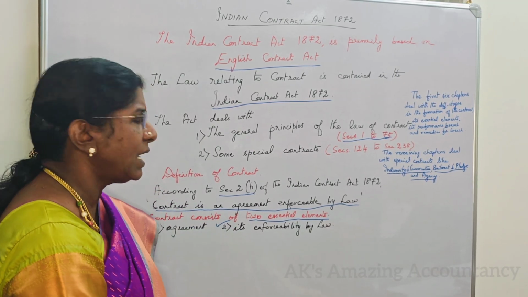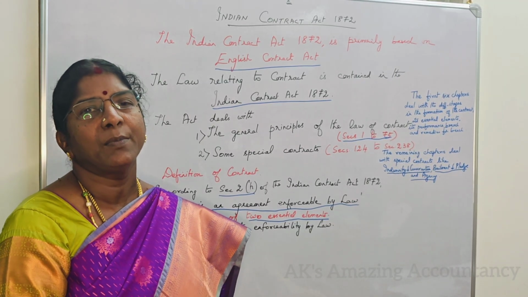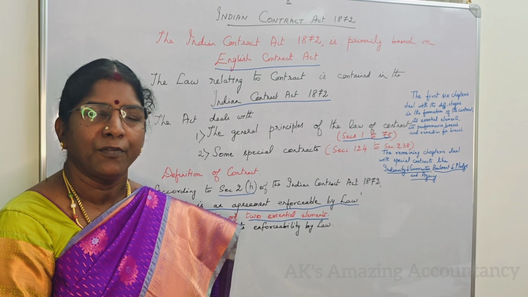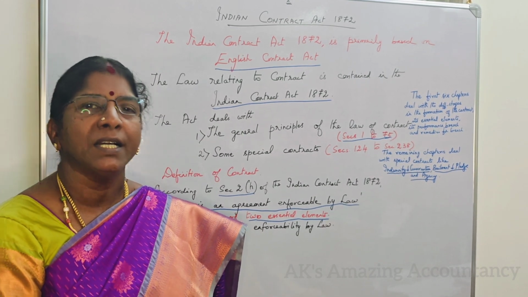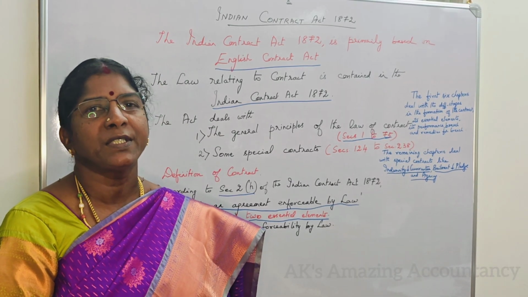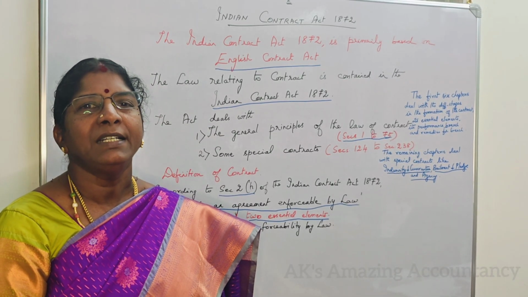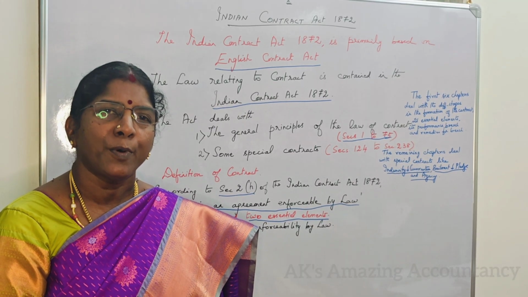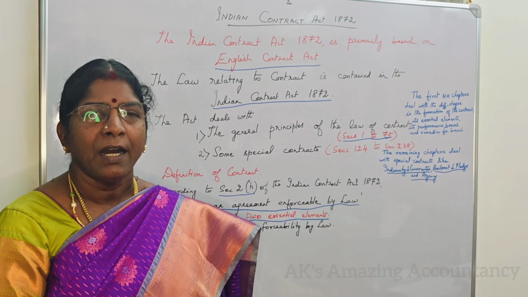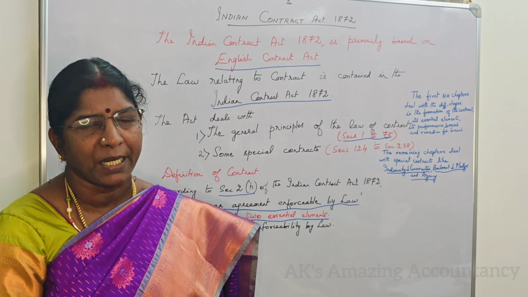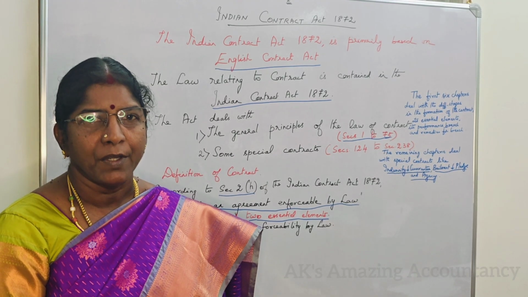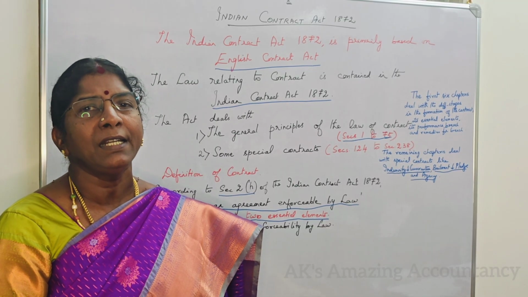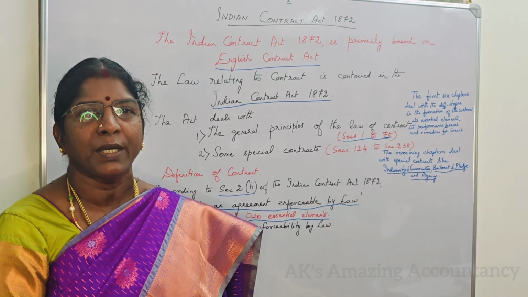Now, when you say agreement, what is an agreement? You have to understand. In order to form an agreement, first of all, there must be an offer or proposal by one party and its acceptance by the other one. The one who proposes is called the offerer, and the one to whom the proposal is made is called the offeree. So there should be an offerer and offeree, and only then the agreement will come into existence.